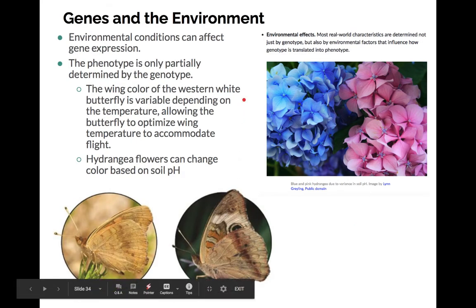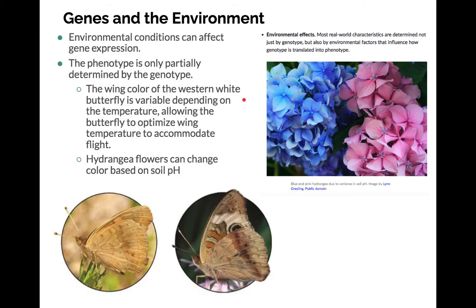Now, last one, genes in the environment. Environmental conditions can affect gene expression. The phenotype is only partially determined by the genotype, because environmental conditions can come into this. So, the wing color of the western white butterfly is variable depending on the temperature, and that allows the butterfly to optimize wing temperature to accommodate flight. Another example of genes in the environment are hydrangeas. Here, they can change color based on soil pH. So there's a couple other examples of this, and if you can find a couple other examples of genes in the environment, please do so and write those down in your notes.